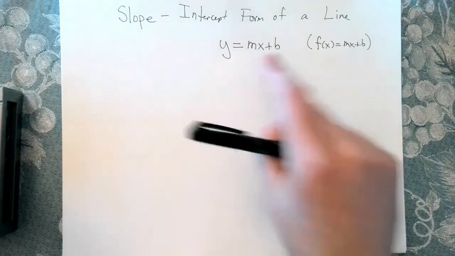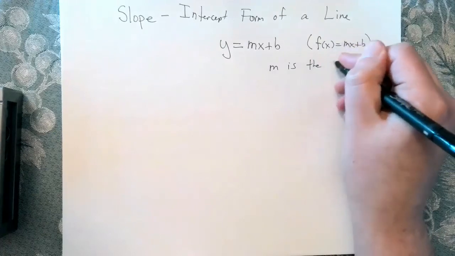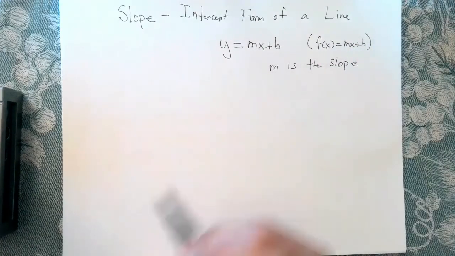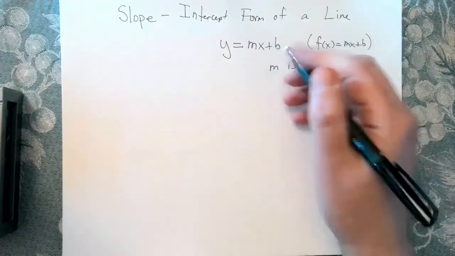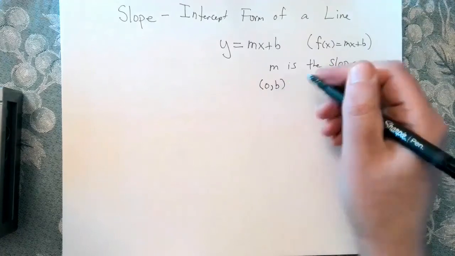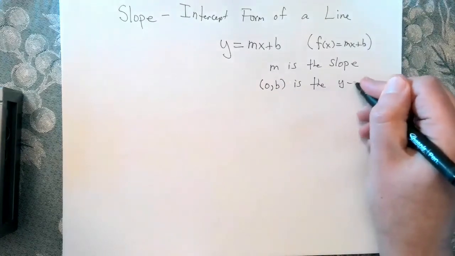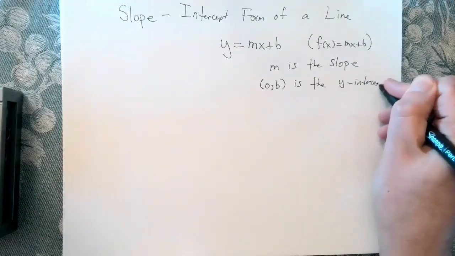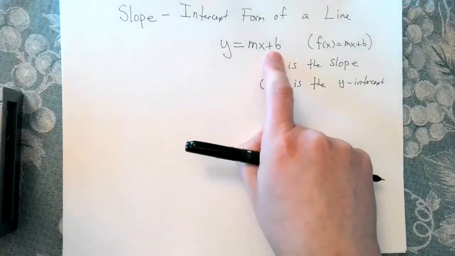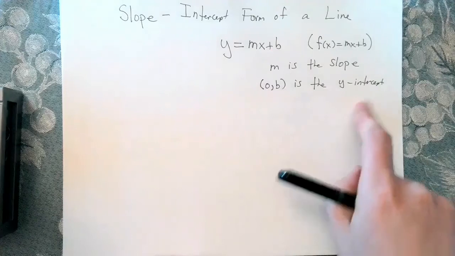So one thing you have to note with this is that m is the slope, and then we typically say b is the y-intercept, but if I want to be a little bit more precise, the ordered pair (0, b) is the y-intercept. Right, that's the actual point that's on the graph. So one might say b corresponds to the y-intercept, but this point is the actual y-intercept itself.